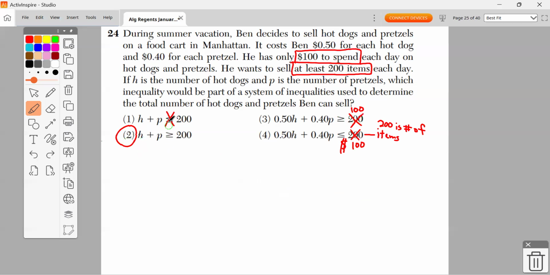That's going to be choice number 2 right here. The hot dogs plus the pretzels is not going to be less than 200. It's going to be greater than or equal to 200. These two are wrong because these should be 100s because they're talking about the money he spends, not the number of items.